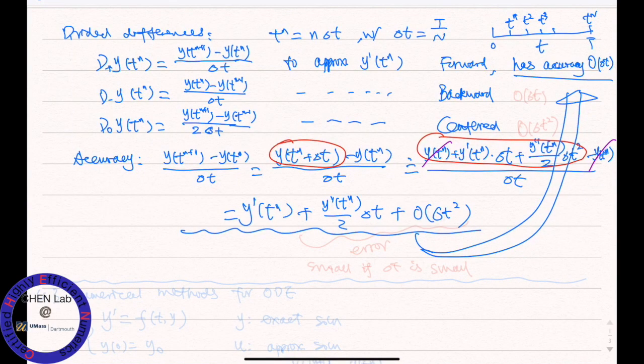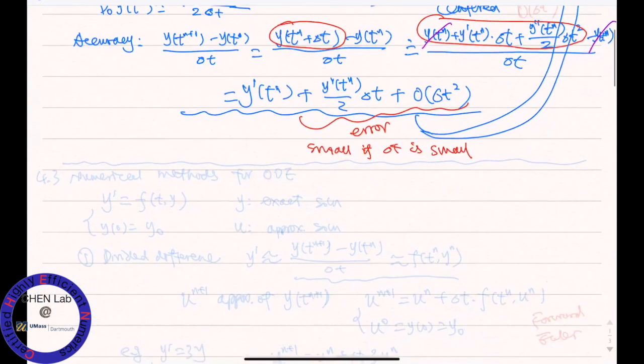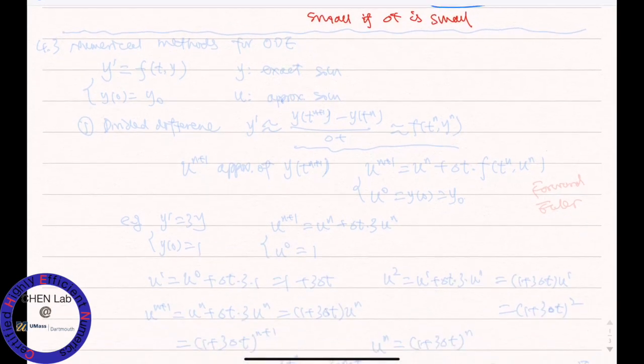Because, why? This part is error, the error, which means this is small if delta t is small. So when you do your exercise, we know the D minus is also order delta t. Again, just simple Taylor expansion as we did here. For the D minus, you see order delta t. For the centered guy, you will see it's delta t squared. It's better accuracy because of the cancellation. Again, you have to do it to show.